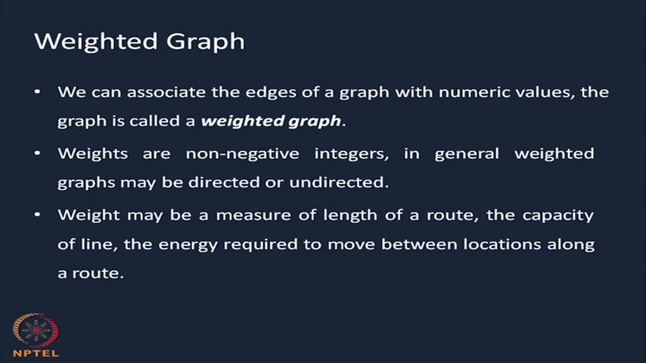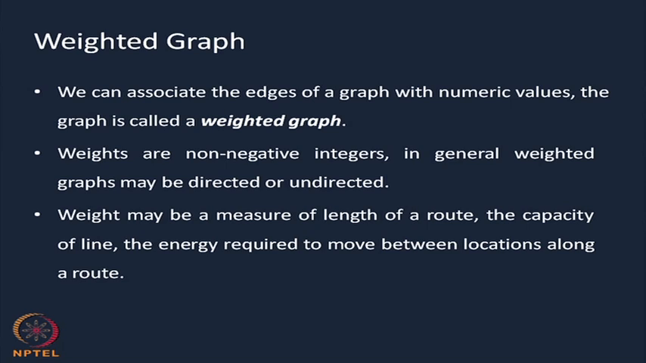Next is, what is a weighted graph? We can associate numeric values with the edges of a graph. Edges mean the directions, the pair A B. When edges of a graph have numeric values, we call it a weighted graph. These numeric values, or weights, may in general be non-negative integers, but a weight may be a measure of the length of a route, the capacity of a line, or the energy required to move between locations along a route like this.